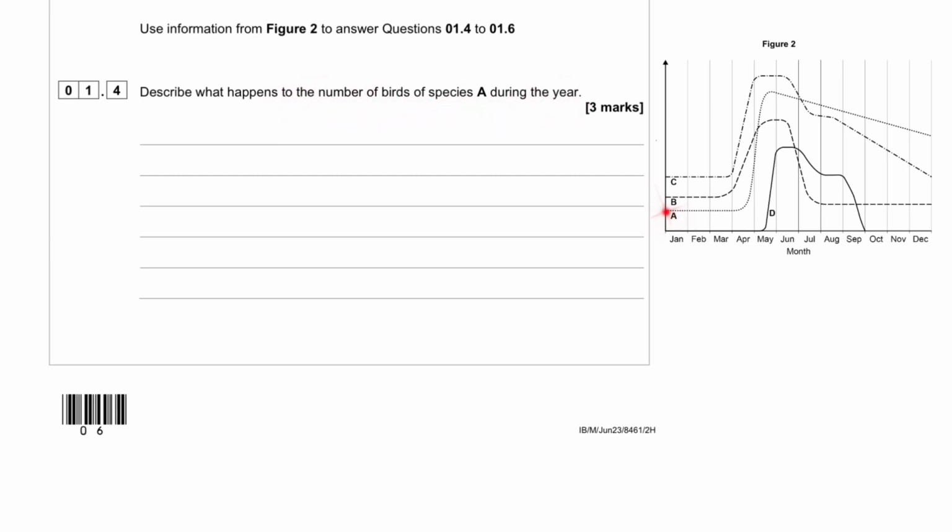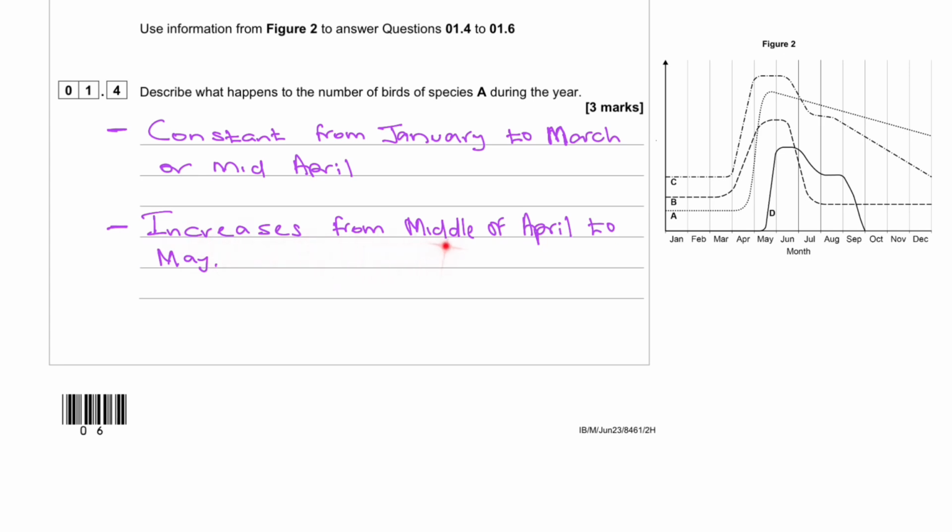So that is species A between January and April to mid-May. That is constant, and then it began to increase from mid-May to around mid-June, and then began to decline from there all the way to December. So we could say constant from January to mid-April, increases from mid-April to May, and then decreases from May to June to December.